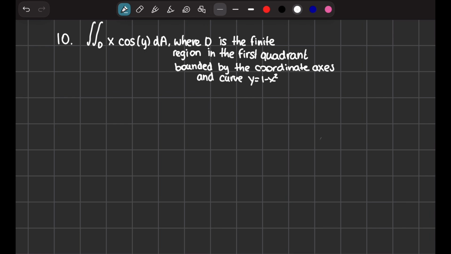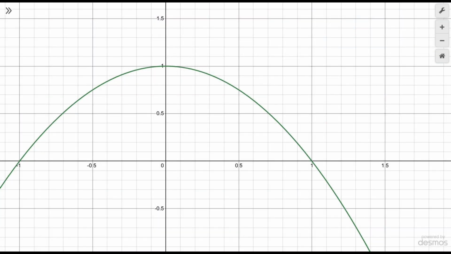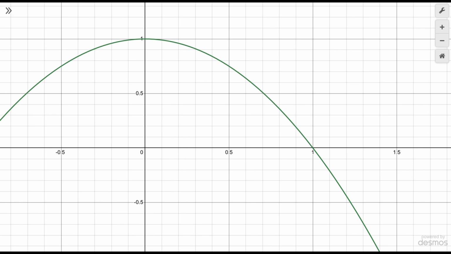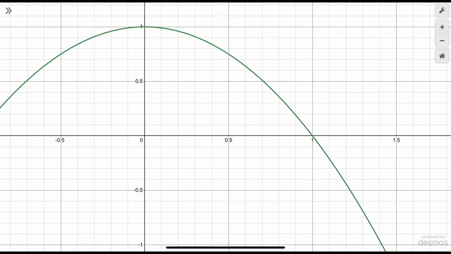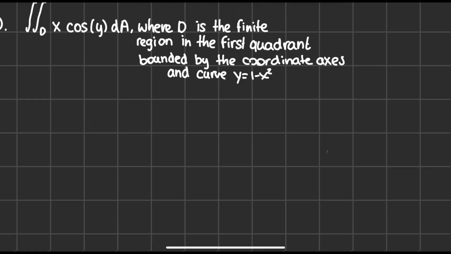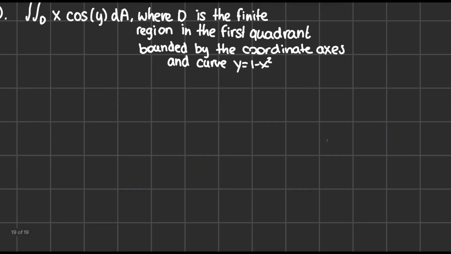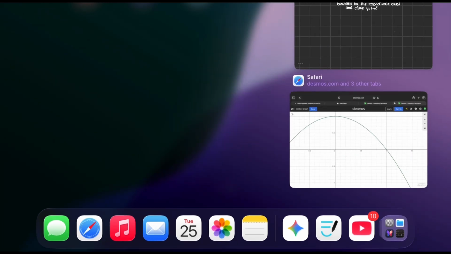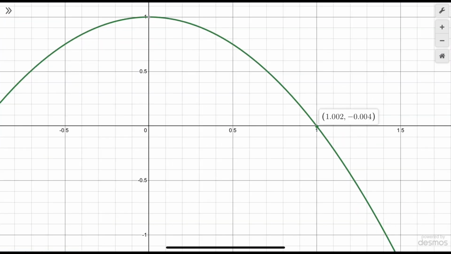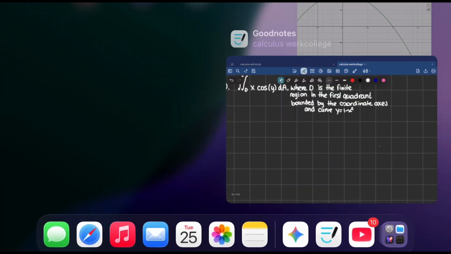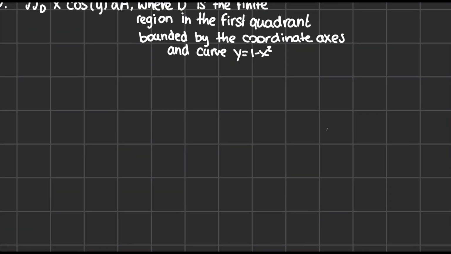So let me map this onto Desmos and I'll be back. So this is our function, y equals 1 minus x squared. So here again, we're just looking at the horizontal intersections and the vertical intersections, in the first quadrant. So this can be easily calculated, the horizontal ones. We just need to see where does this function cross the x-axis, right? So the function crosses the x-axis when y equals 0.